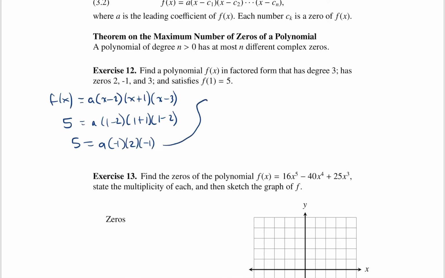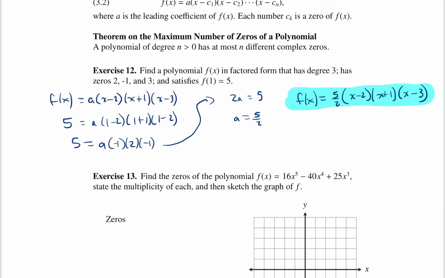So that means that we have, what is that? That's going to be 2a equals 5, which means a equals 5 over 2. So our final polynomial would be f of x equals 5 over 2, x minus 2, x plus 1, and x minus 3.